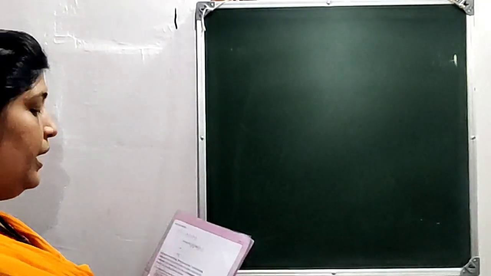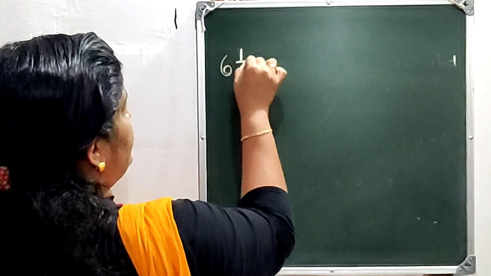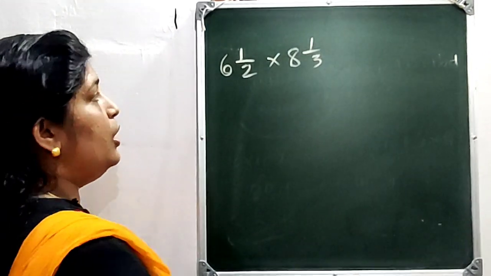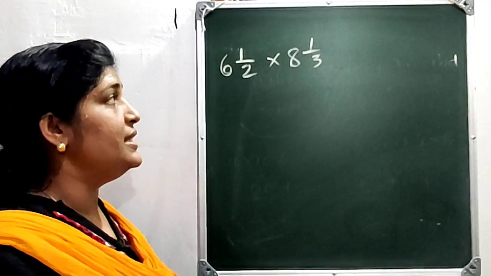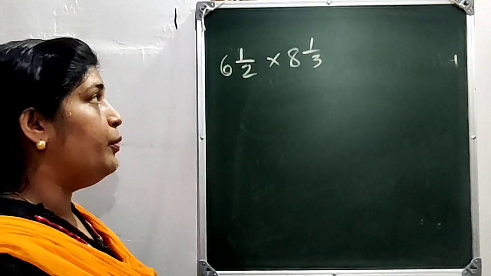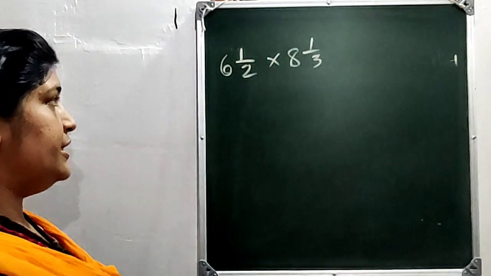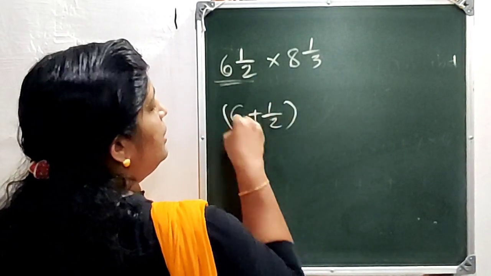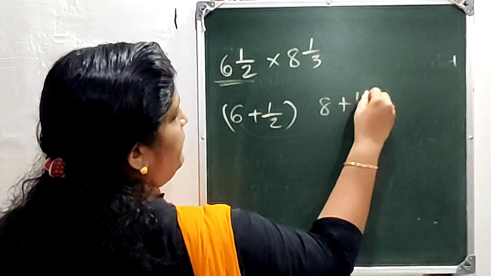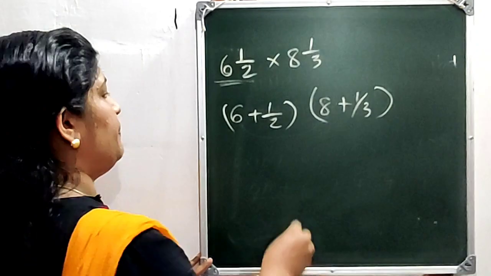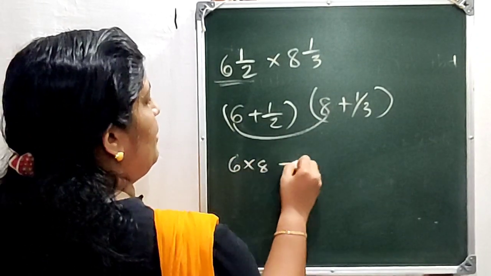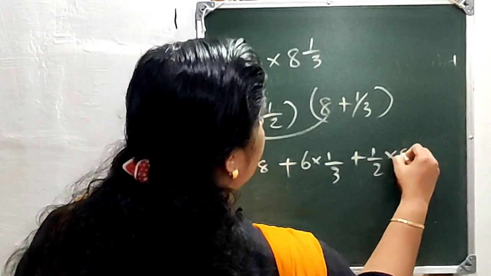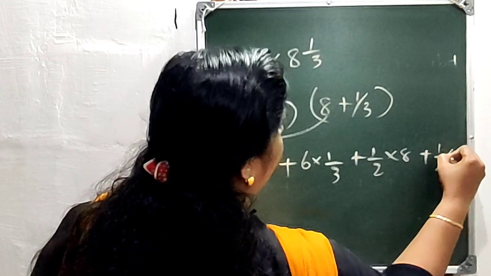Now here I have another question like this: 6 1 by 2 into 8 1 by 3. Here I am going to find the product of two numbers, 6 1 by 2 and 8 1 by 3, and I am going to solve this question using the identity. How do we solve this? I am splitting 6 1 by 2 as 6 plus 1 by 2 and 8 1 by 3 as 8 plus 1 by 3. Let's multiply that: 6 into 8 plus 6 into 1 by 3 plus 1 by 2 into 8 plus 1 by 2 into 1 by 3.